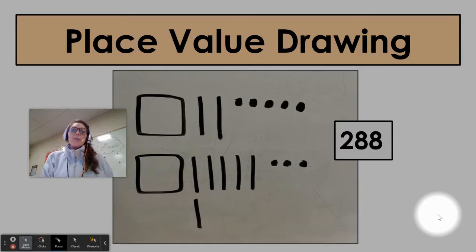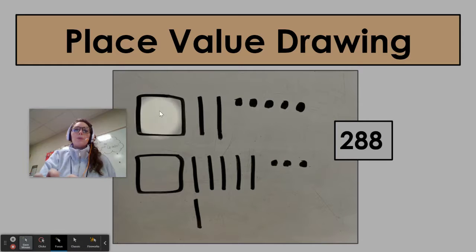Strategy number 3 is the place value drawing. I'm going to show this strategy using my whiteboard. On the top, you can see I have drawn 125. 100s block, 2 10 sticks, and 5 ones. Below that, I have drawn 163. 100, 6 tens, and 3 ones. Now, since I am adding these all together, I need to go back and count how many hundreds, tens, and ones I have all together.